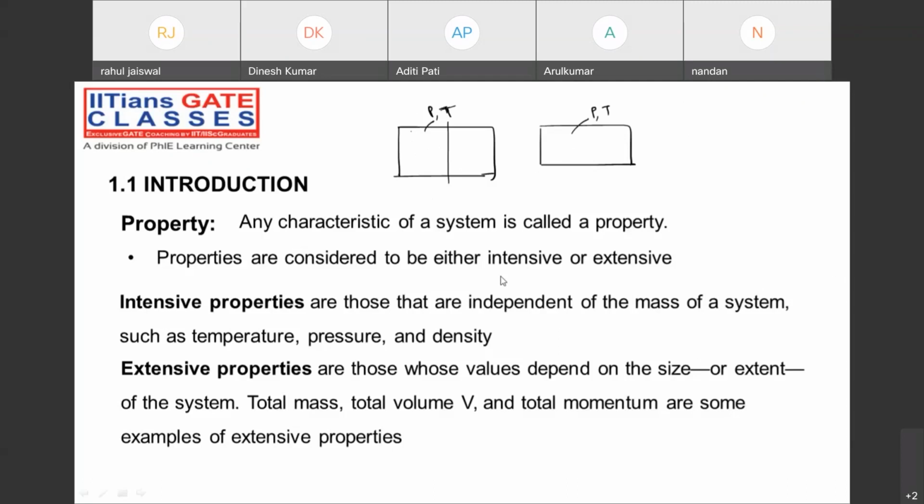And of course, we have density also. What is the meaning of density? It's the ratio of mass by volume, right? Mass is an extensive thing, and volume is also what? Extensive, because they depend on what? Mass. That depends on what? The size or extent of the system. What are all the extensive properties we have? Total mass, total volume.